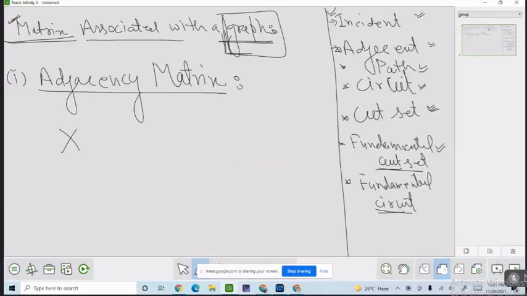Basically we will denote an adjacency matrix by X, and you know that this matrix contains elements like Aij, where Aij has some values. Matrix means there are some rows and some columns, and in each row and each column there are some elements, and these elements are Aij. So what are the values of Aij?